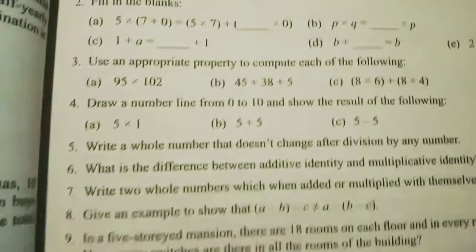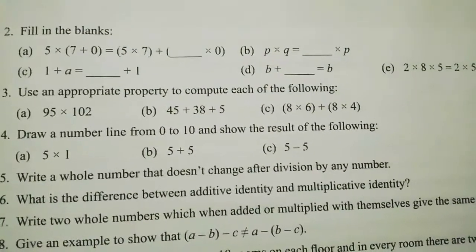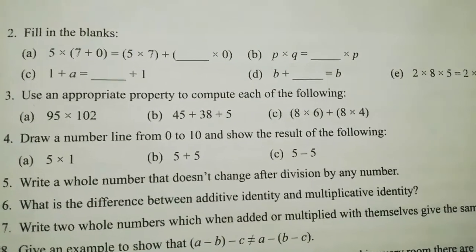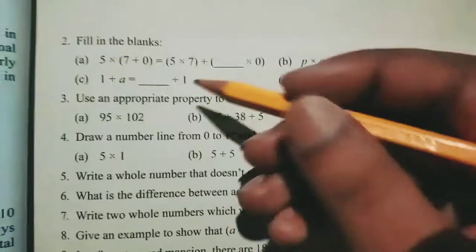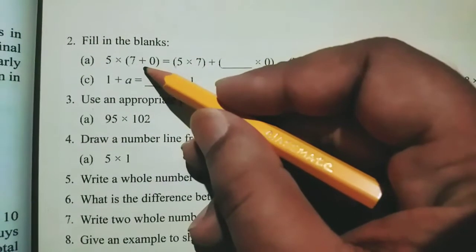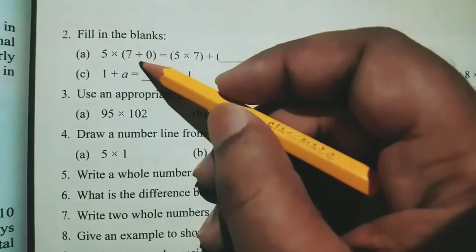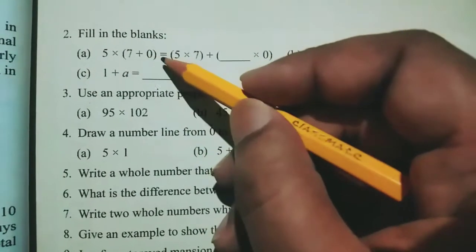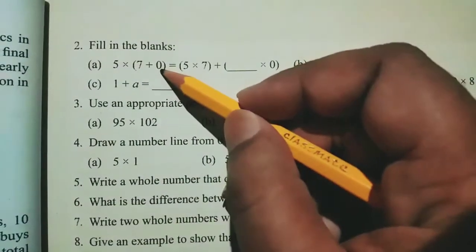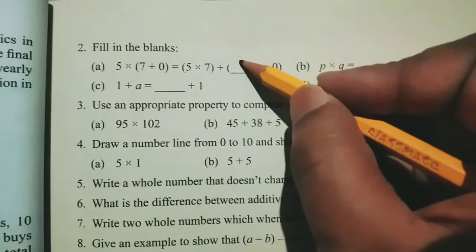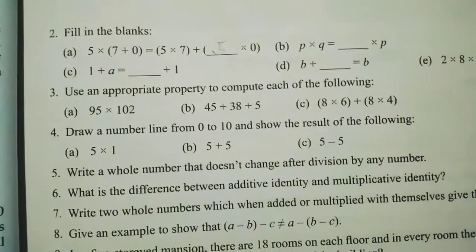On the next page, question number 2 is fill in the blanks. Again the properties are given in the form of fill in the blanks. What will be the answer here? Let's see. 2a is 5 into (7 plus 0). That means it is multiplication over addition, so distributive property of multiplication over addition. So it is 5 into 7 plus 5 into 0. So 0 is there, so you have to write 5 here. It is 5 into 0. Answer is 5 here.